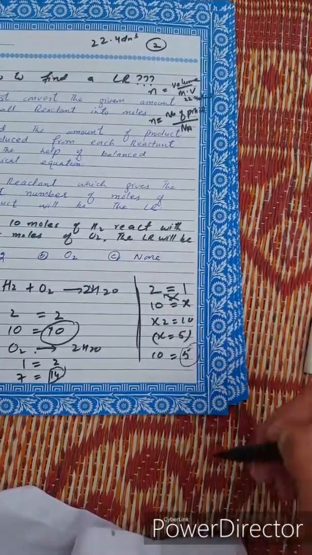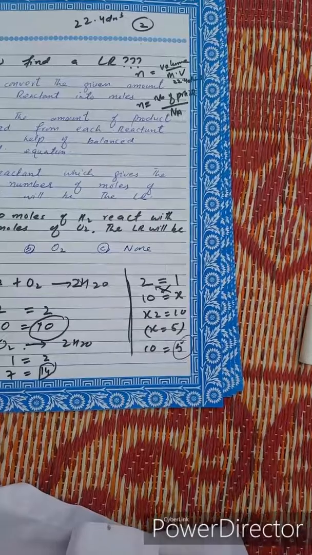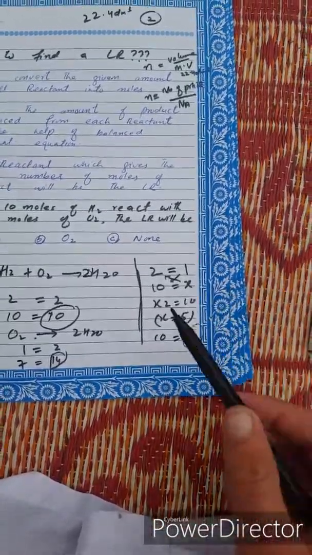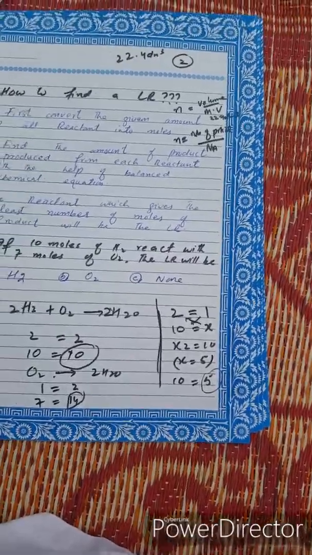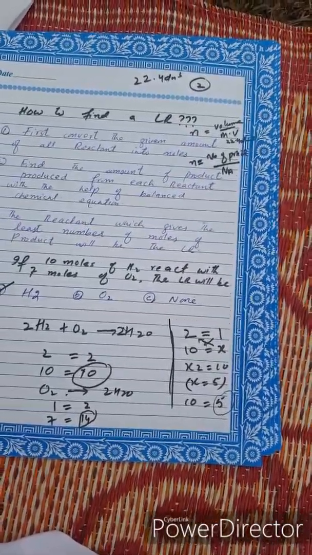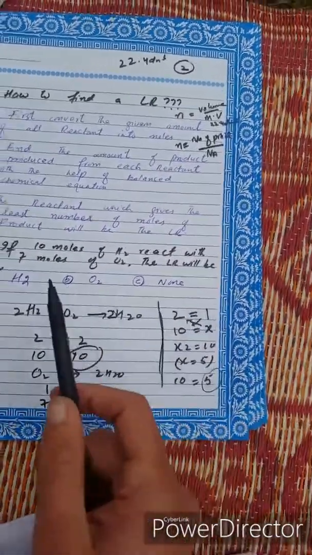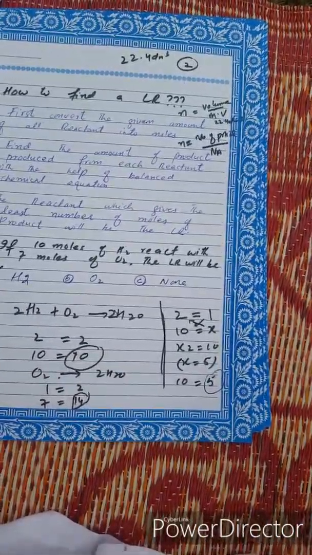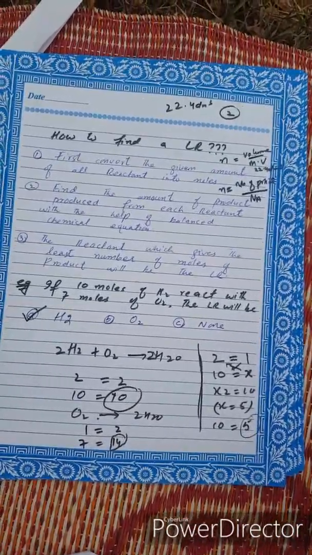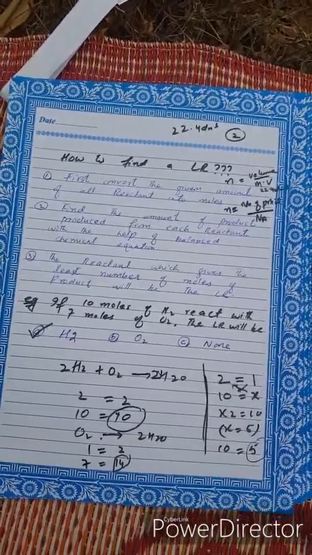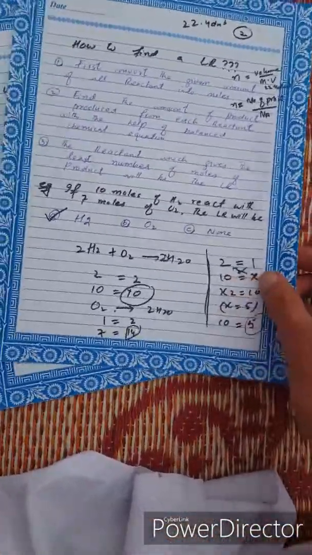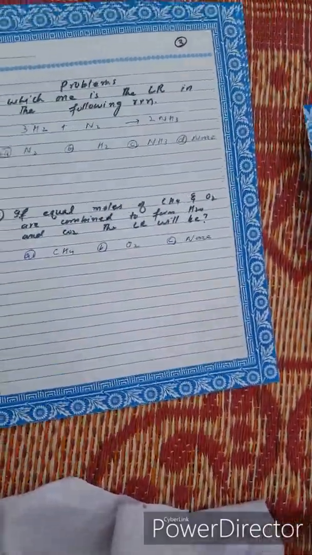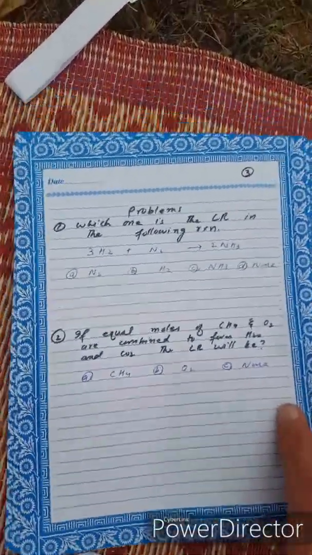of oxygen, so it shows that oxygen is the excess reagent and hydrogen is the limiting reagent, because only 5 moles of oxygen are required, but we have 7 moles of oxygen. 2 moles of oxygen are greater than required. So that is why oxygen is the excess reagent and hydrogen is the limiting reagent. Now let's move to the other problems.